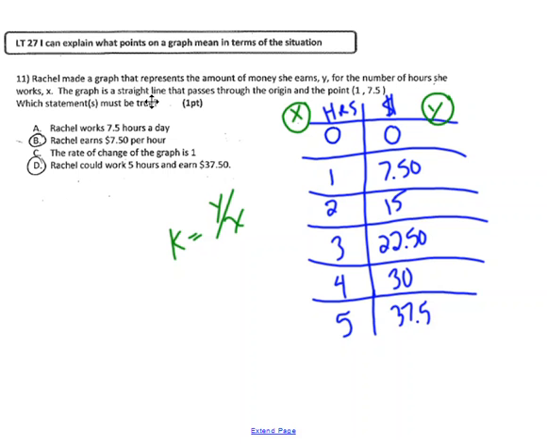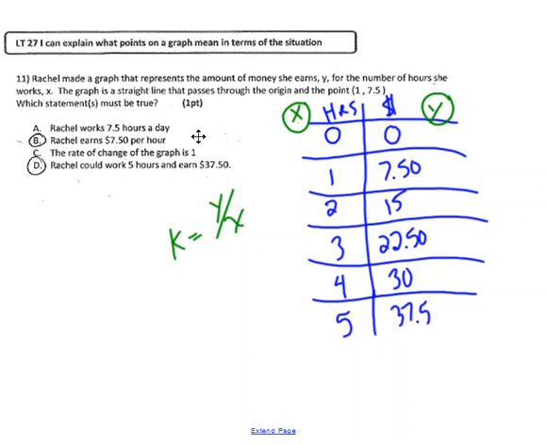Which statements must be true? Well, in part A, Rachel works 7.5 hours a day. We have no idea. It doesn't give us that information, so we can't circle that one because we don't have proof. Letter B, Rachel earns $7.50 per hour. Well, that's true. We do know that every hour, you can see right here, 1 hour, $7.50, and it keeps going up $7.50. So part B is true. She's making $7.50 an hour.